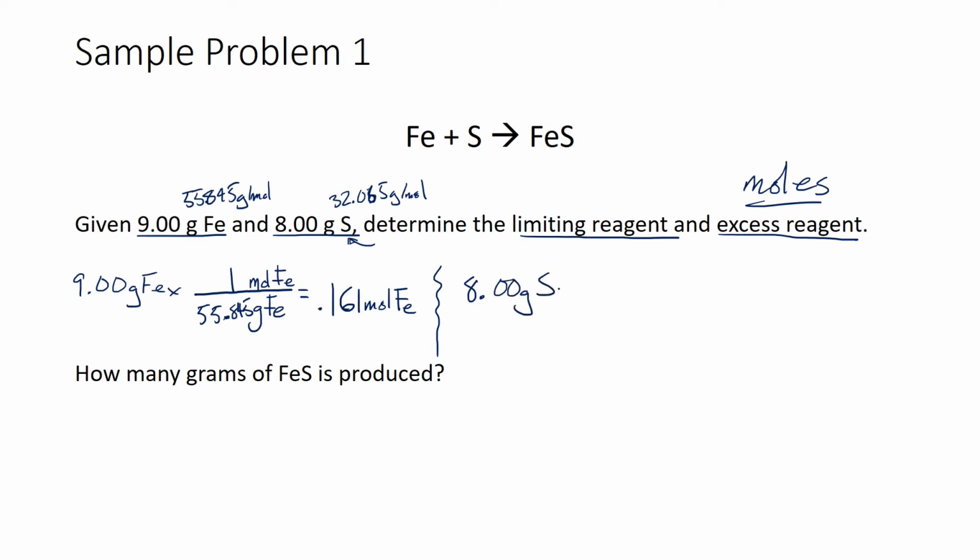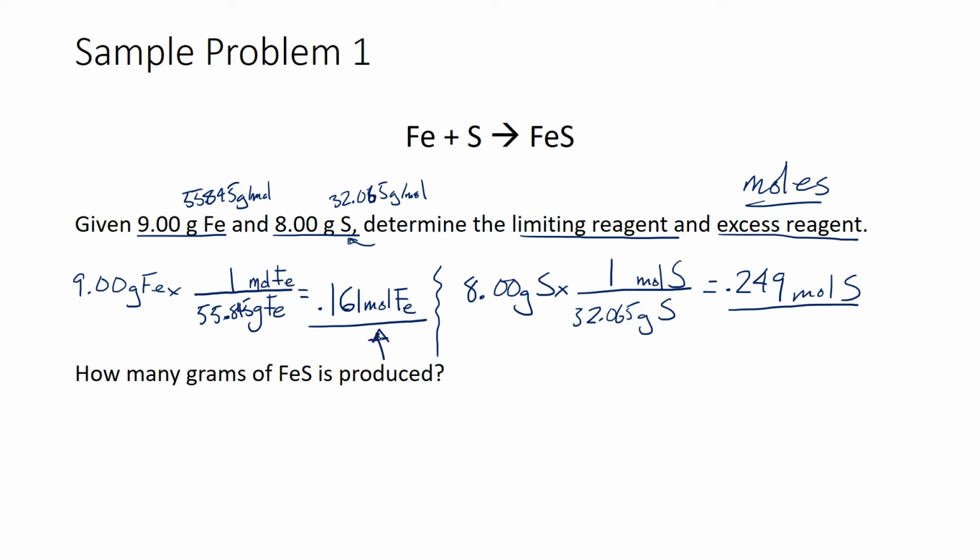8.00 grams of sulfur. Let's get out of grams by putting grams of sulfur on the bottom, moles of sulfur on top. I know that 1 mole of sulfur weighs 32.065 grams. So I just have to divide because it's on the bottom. 8 divided by 32.065, and I get 0.249 moles of sulfur. So 0.249 versus 0.161. Iron is the smaller number. The limiting reagent is iron. That makes sulfur the excess.